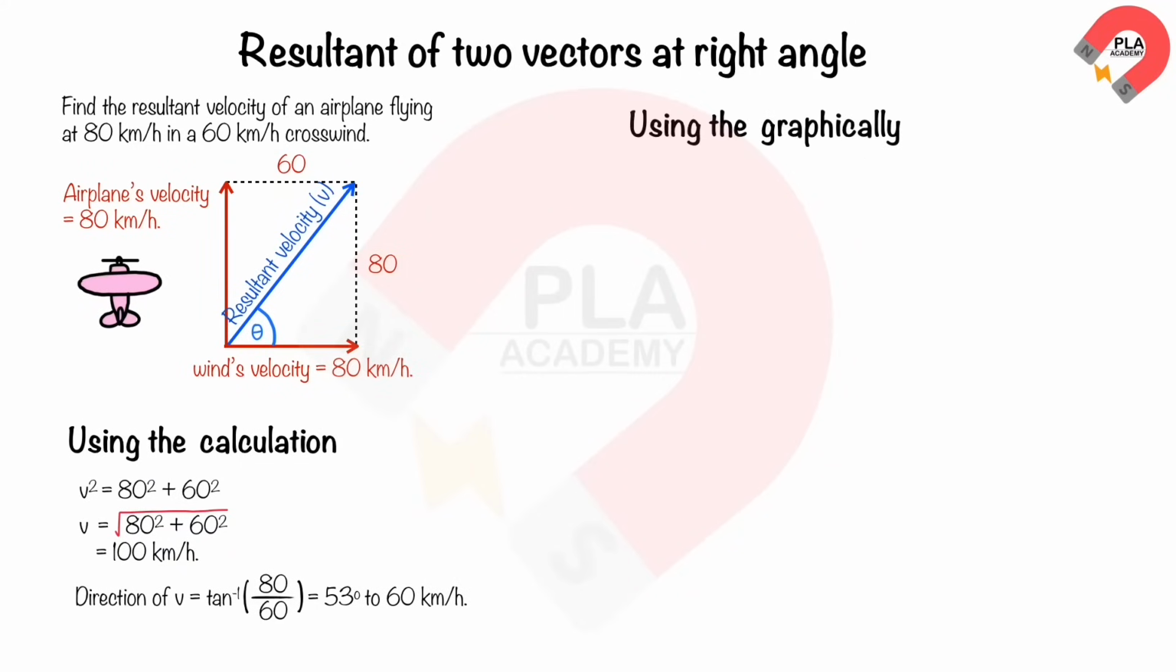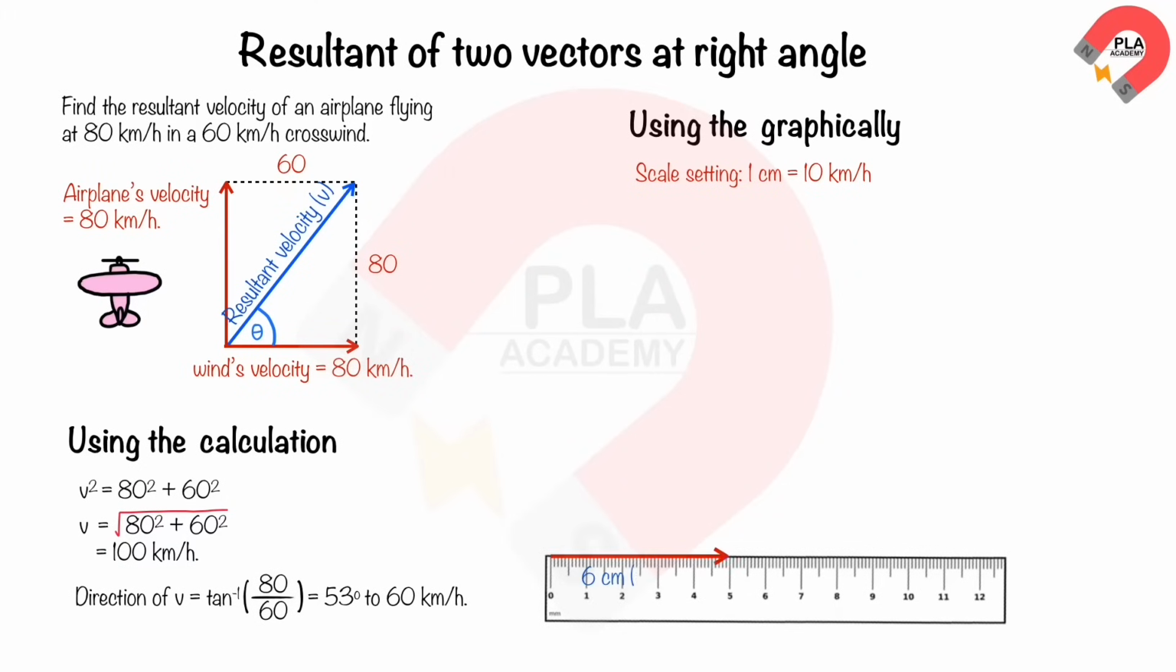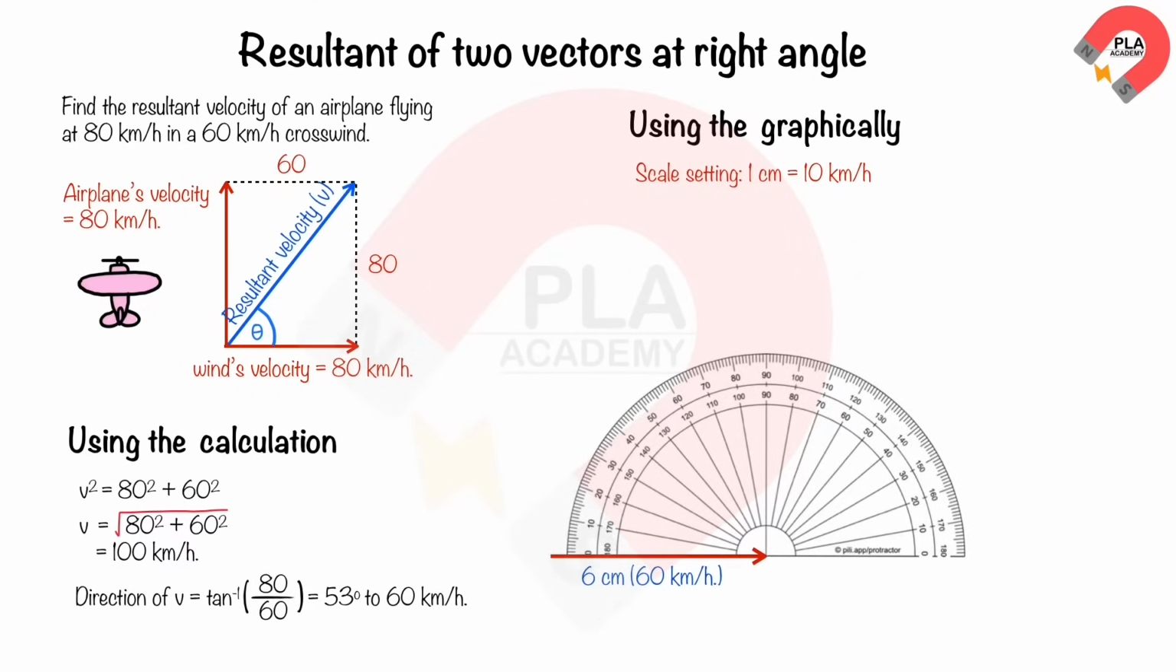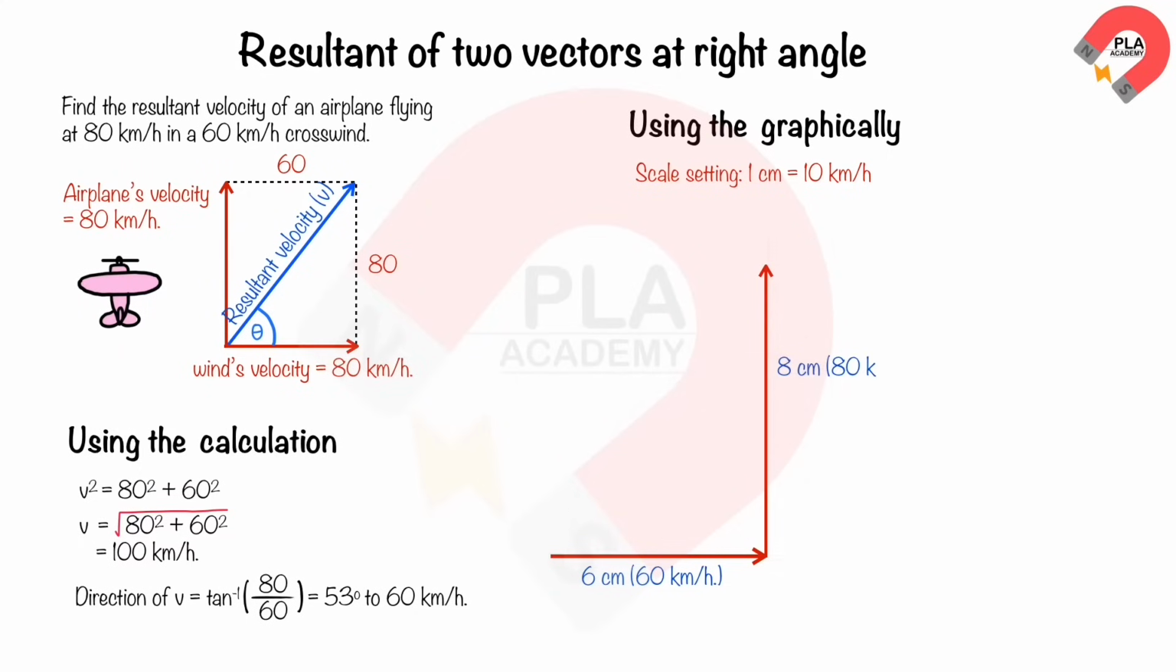Find the resultant velocity graphically. Set the scale 1 cm to 10 km per hour. Draw the velocity of 60 km per hour to the right for 6 cm. Measure the angle at the head of the 60 km per hour velocity using a protractor as 90 degrees. Link the head of the 60 km per hour velocity to the tail of the 80 km per hour velocity. Draw a velocity of 80 km per hour for 8 cm. The resultant velocity is formed by connecting the tail of the 60 km per hour velocity to the head of the 80 km per hour velocity.